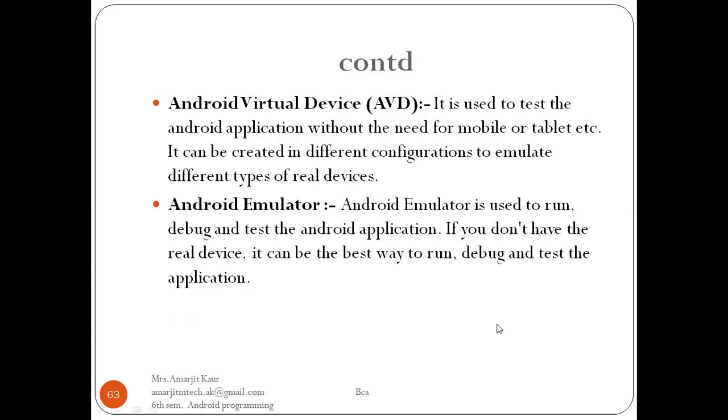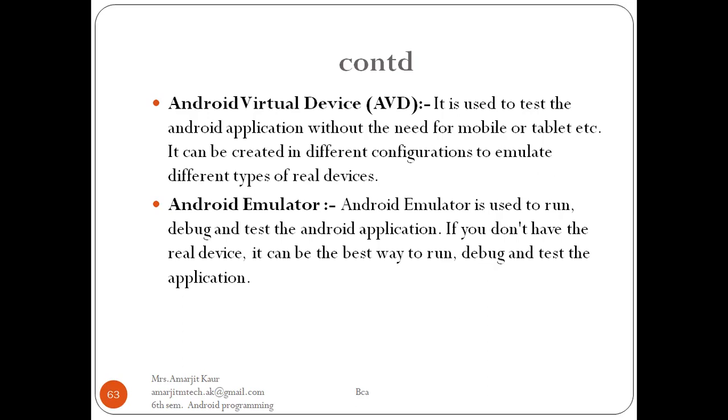And the next is the Android virtual device. What is the Android virtual device? It is used to test the Android application without the need for a mobile or a tablet, etc. It can be created in different configurations to emulate different types of real devices. An Android virtual device is a configuration that defines the characteristics of an Android phone, tablet, Android TV or automotive operating system device that you want to simulate in the Android emulator.